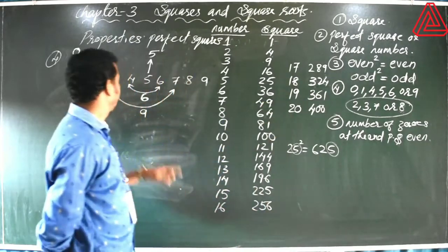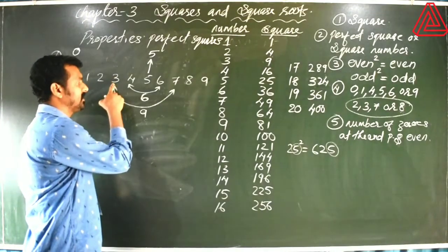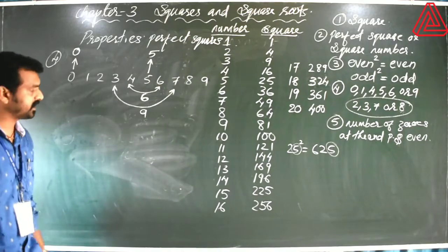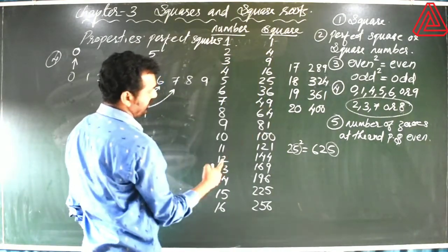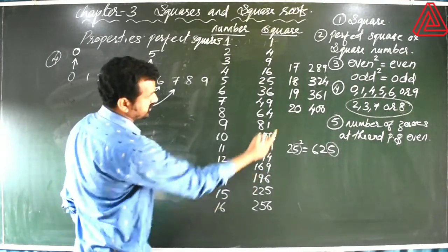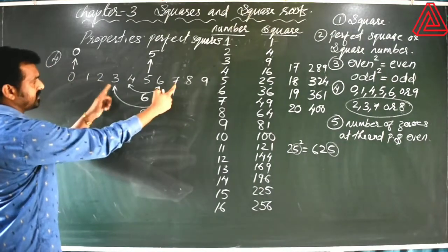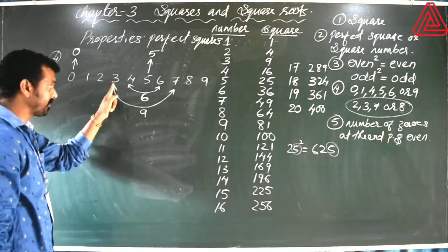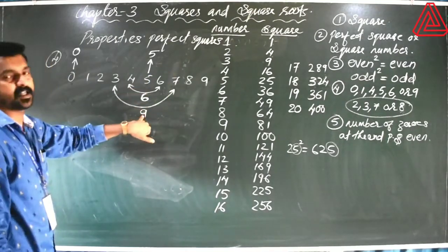Then next one, 3 and 7. If the number ends with the digit 3 or 7, then the square also will end with the digit 9. That is 3, 9; 7, 9. It will end with the 9 only. If the unit place of a number is 3 or 7, then its square will end with the digit 9.